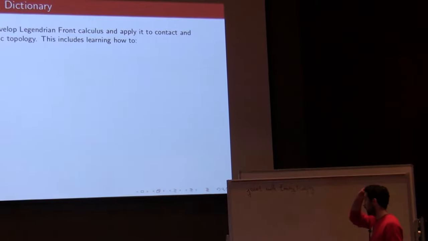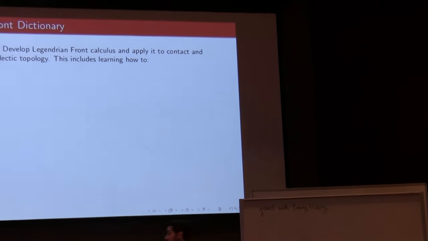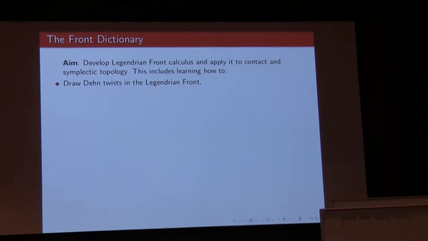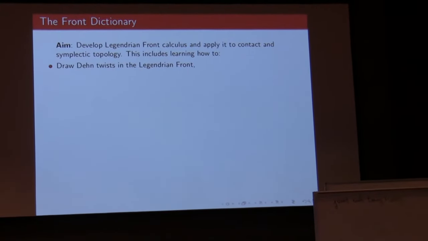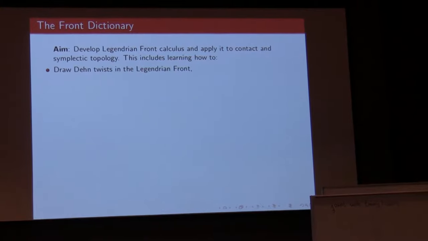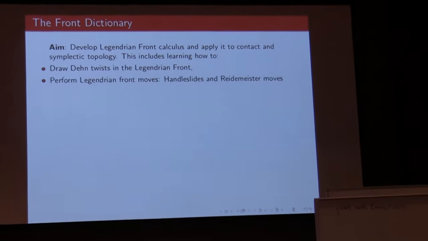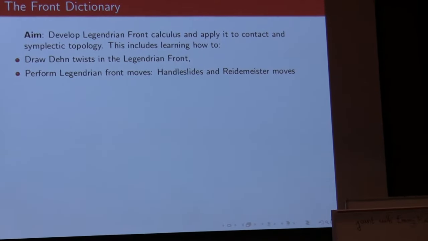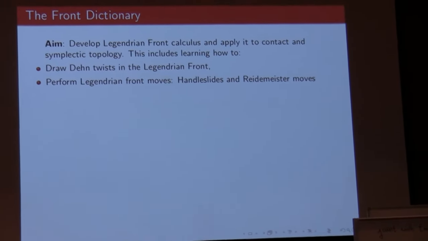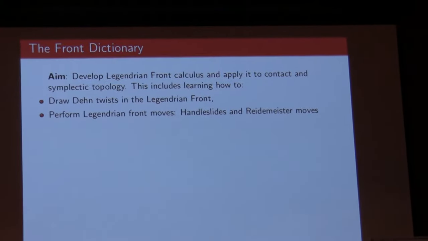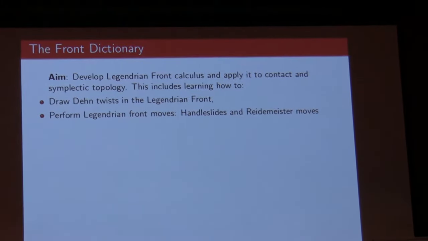So the applications are quite diverse. I have written some of them. Here's the first one. So this is what we're going to do. We're going to, in particular, draw Dehn twists in the Legendrian fronts. I'm going to explain what a Dehn twist is. And we're also going to perform Reidemeister moves. I'm going to say something about what higher dimensional Reidemeister moves look like. And also I'm going to explain what handle slides look like in this Legendrian world.